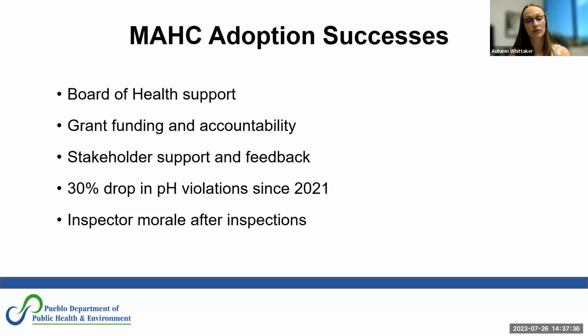I mentioned our Board of Health, they're very supportive of us. We really appreciate their trust in our expertise and their suggestion to do that cost benefit analysis because it really helped us move forward with confidence in this adoption process. So we really appreciate their support.